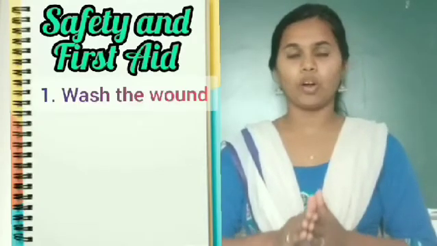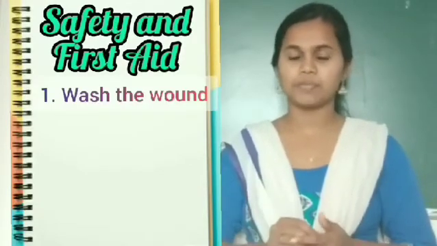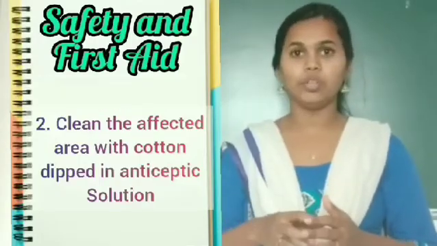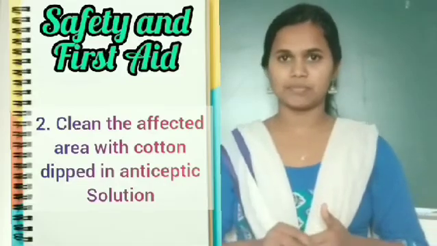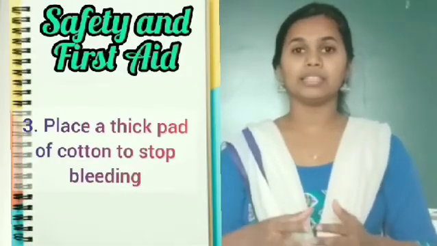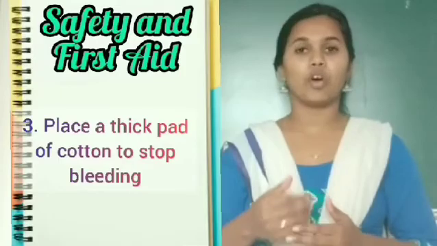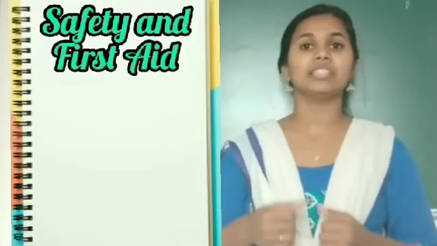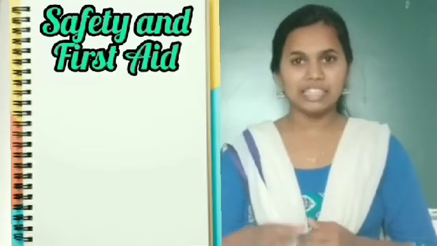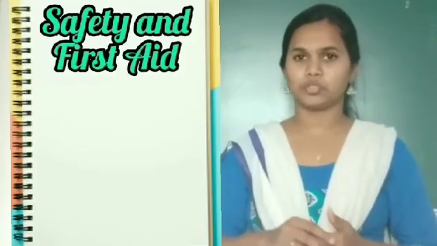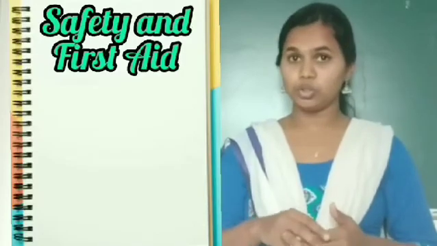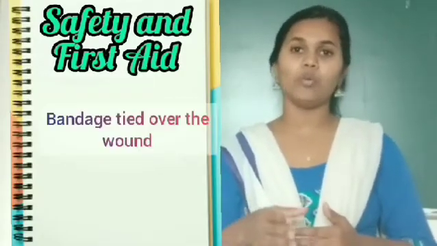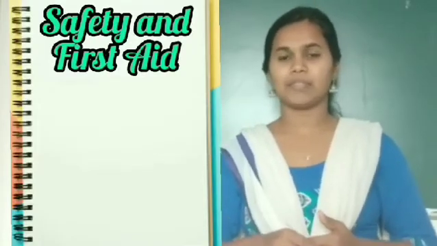First, we have to wash all the dirt around the wound. Then, we have to clean the affected area with cotton wool soaked in antiseptic solution. Then, we have to place a thick pad of cotton or sterile gauze on the wound and press it with thumb and fingers. This will stop the bleeding in most of the cases. We can also use a tourniquet. This is a bandage tightly tied over the wound to stop bleeding.